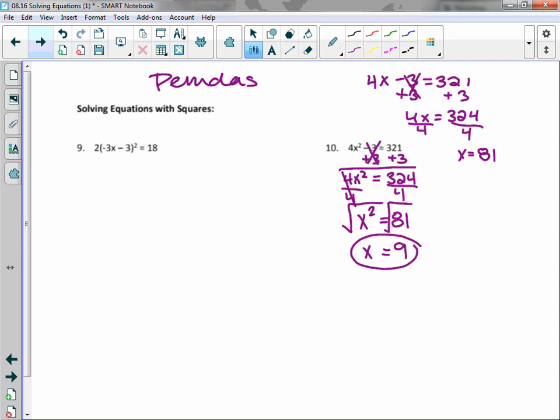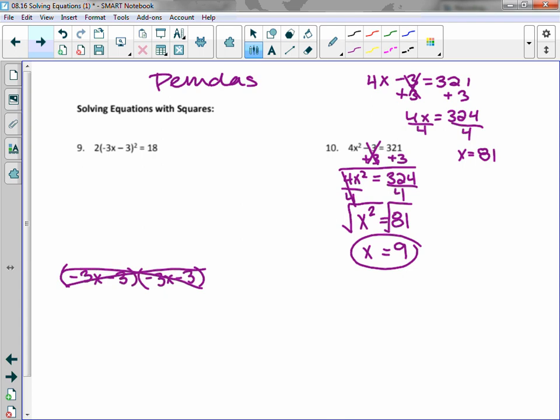But look at number 9. Yikes, lots of x. Okay, so in number 10, x was squared, right? In number 9, what's being squared? The whole interior of those parentheses, right? Don't try to get crazy now and distribute an exponent. Don't do it. Because what this is saying is negative 3x minus 3 times negative 3x minus 3. Which we're not going to do until about January.